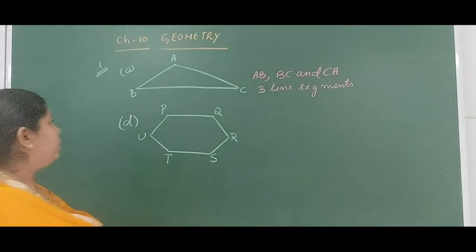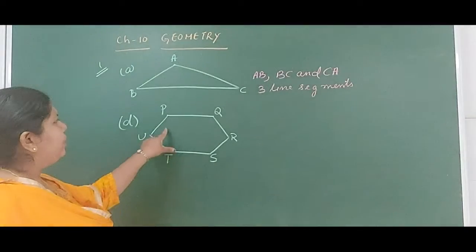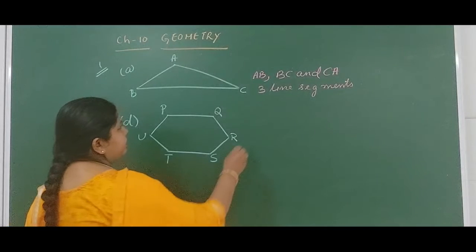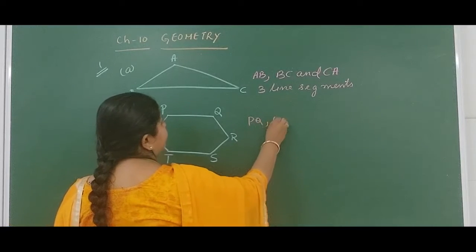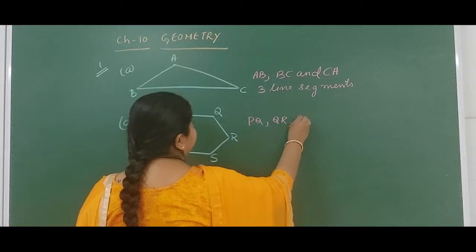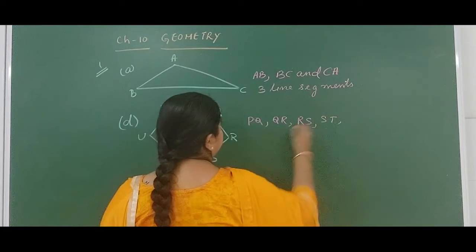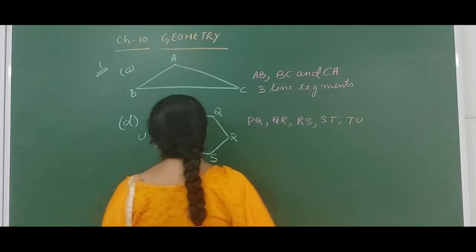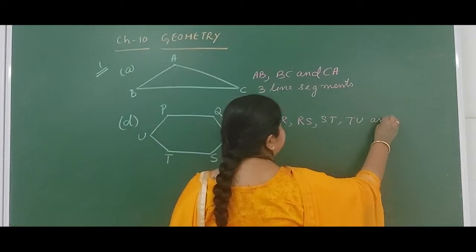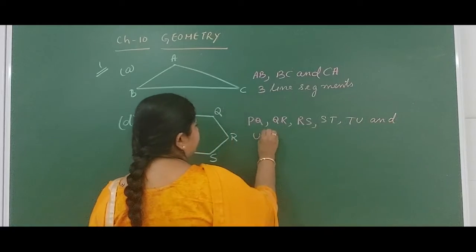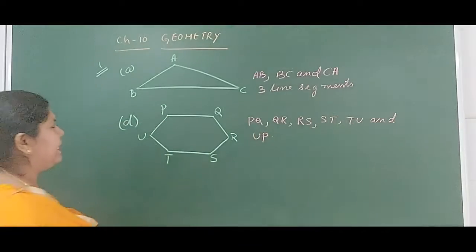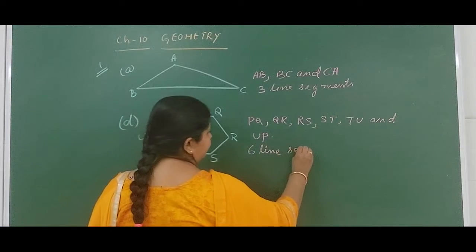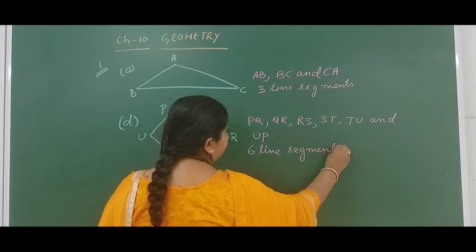Now look at this particular shape. You can see there are six line segments used here. The line segments are PQ and so on. In total, six line segments are used to make this particular shape.